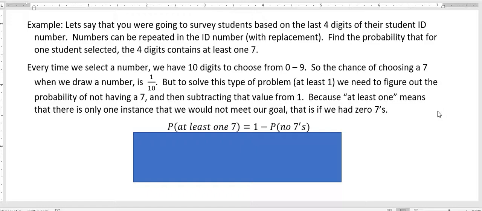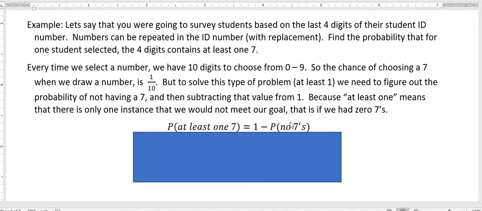Because at least 1 means that there's only one instance that we would not meet our goal, and that is if we had no 7s. Because if we had 1 7, 2 7s, 3 7s, or 4 7s, that would be at least 1. So we're really only looking for when we don't have any 7s that show up. And so the probability of getting at least one 7 is 1 minus the probability of getting no 7s.